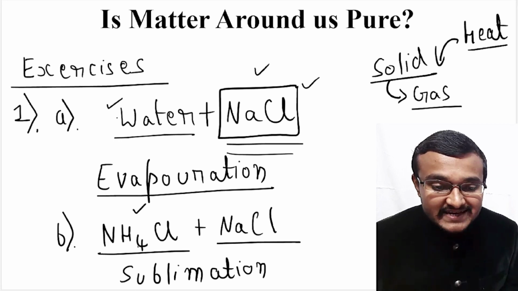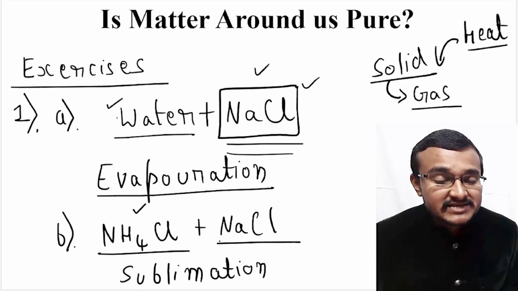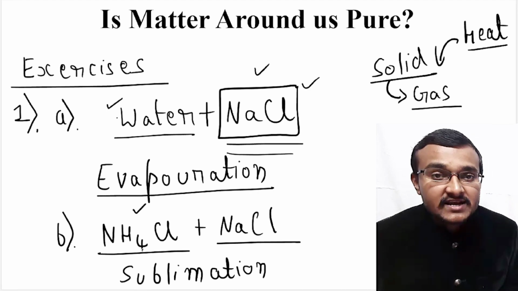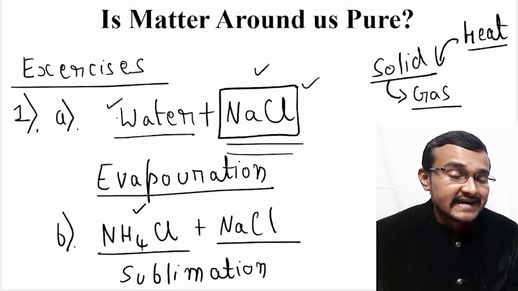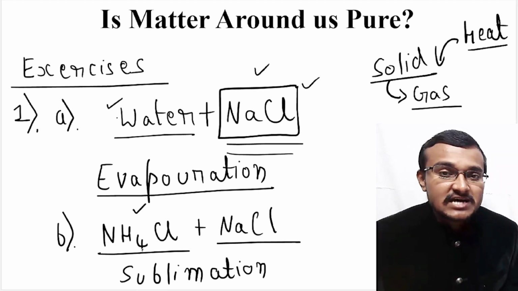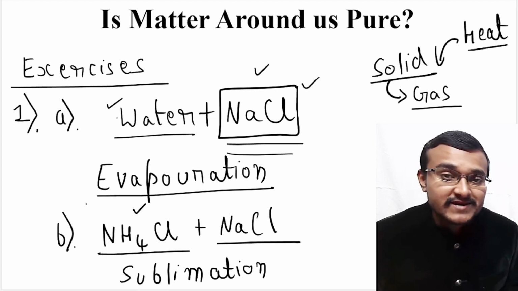So when you heat this NH4Cl plus NaCl mixture, at that time ammonium chloride, that is NH4Cl, will get evaporated directly into gaseous phase, hence leaving behind sodium chloride. So this is how you can separate ammonium chloride from sodium chloride.